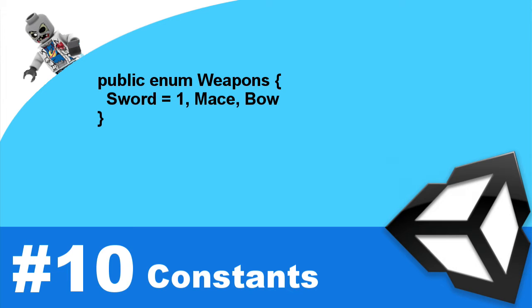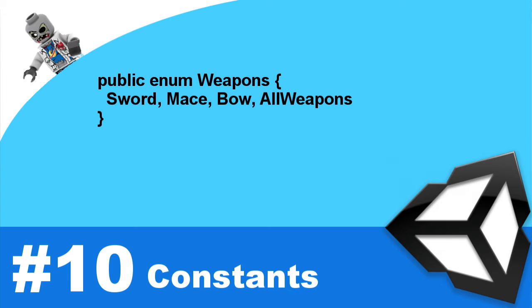Oftentimes, we use those values to determine how many enumerations there are. The way we do this is we create a final enumeration, and in this case, we simply call it AllWeapons. Then basically, we could get the value of AllWeapons. If we started our Sword at 0, then Mace would be 1, Bow would be 2, and AllWeapons would be 3. So we would know there are 3 weapons contained within our enumeration.